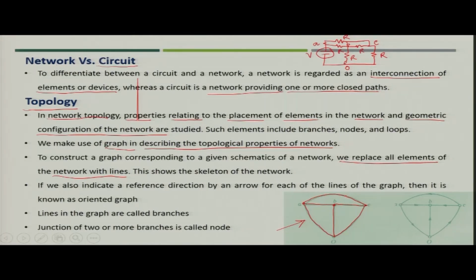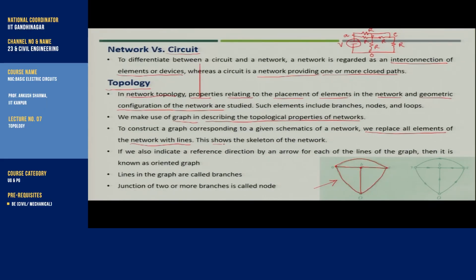So, this is very important because we have various topological properties associated with it, which will help us to analyze the circuit. Now, what we got is the skeleton of the network. Here the elements which you will see would be like nodes, we will see the loops, or we will see the branches.